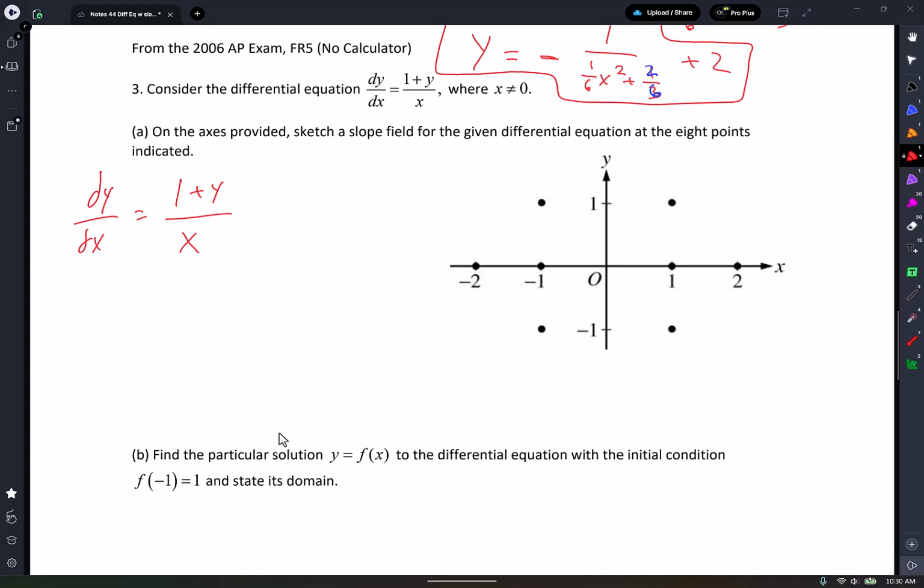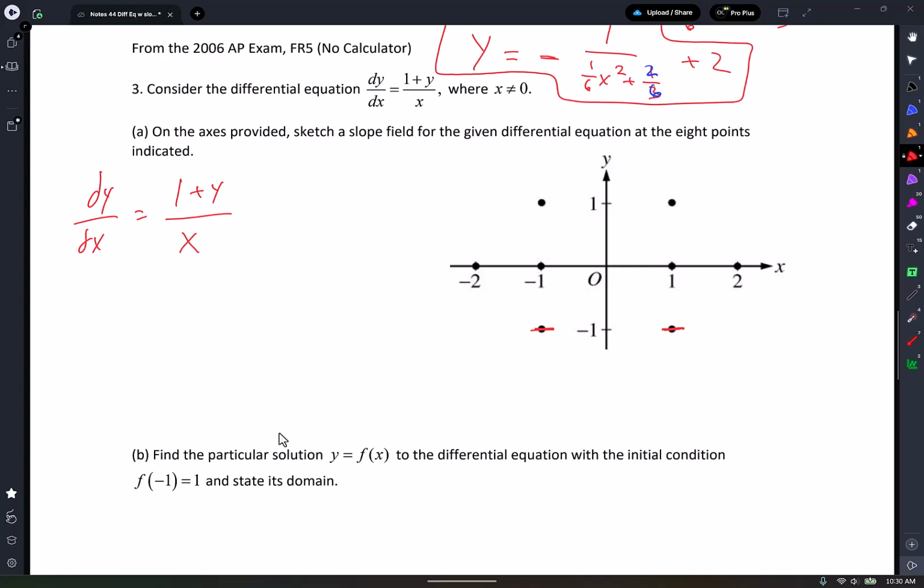I'm going to start with letter A, guys. Maybe you guys already finished. I'm not sure. I know that I have zero slopes whenever y equals zero. So zero slope, zero slope. Let's see, at what point? Negative 2, 0? Negative 2, 0. Let's see. 1 plus 0, and then negative 2.